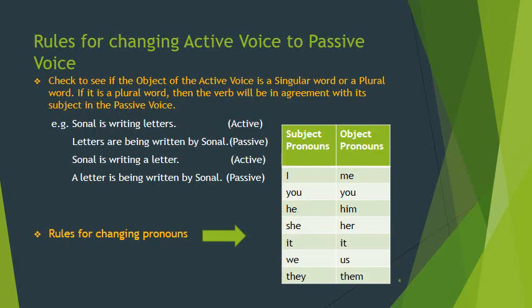Check to see if the object of the active voice is a singular word or a plural word. If it is a plural word, then the verb will be in agreement with its subject in the passive voice. For example, Sonal is writing letters. Here letters are plural. So we will change it like letters are being written by Sonal.